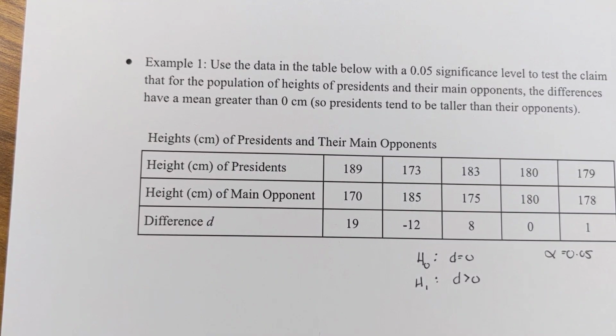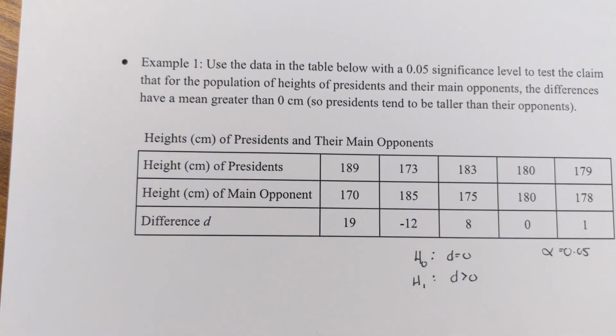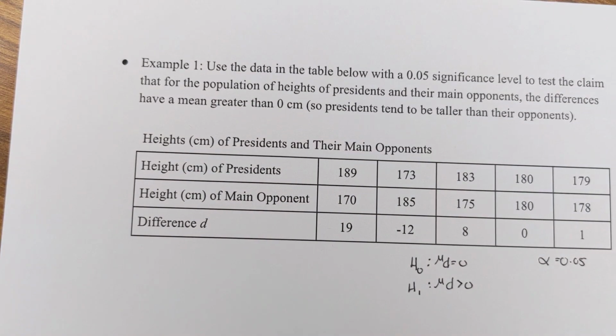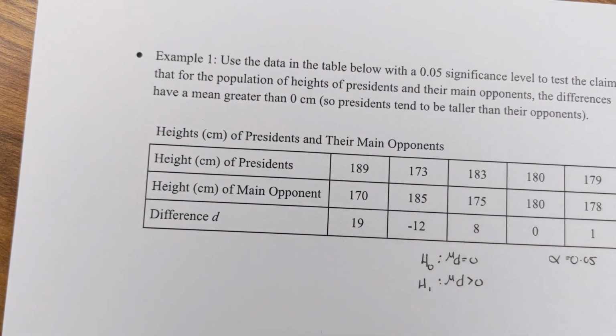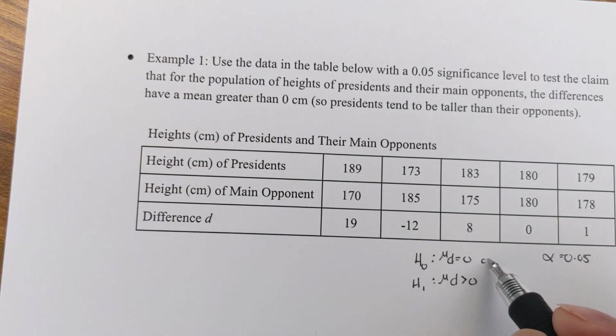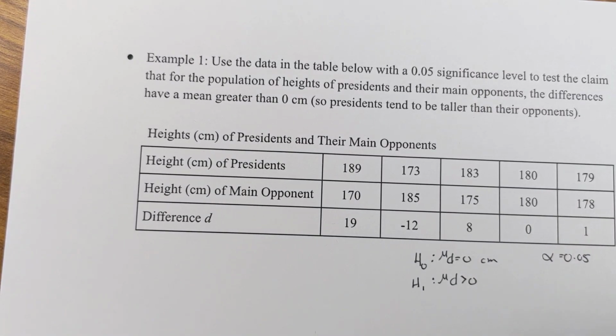Let's see here. No, sorry, not d. Mu d. H0: mu d equals 0. H1: mu d is greater than 0, I think. So on average, presidents are taller. Okay, so let's do some math here.